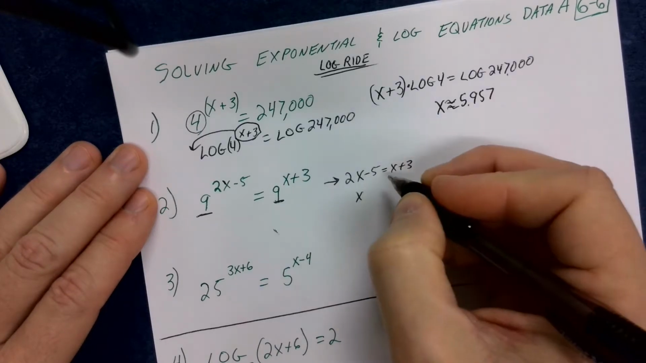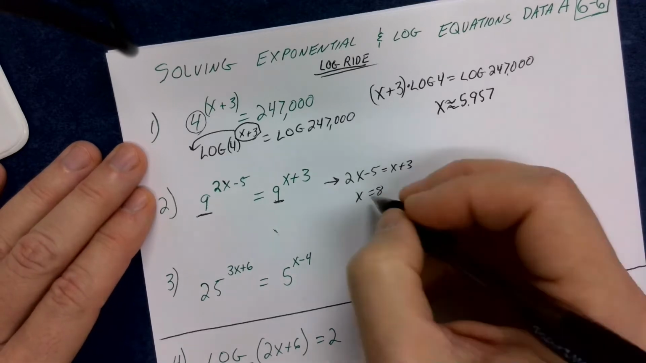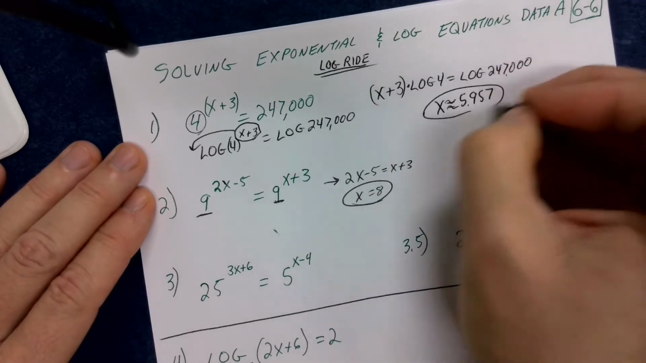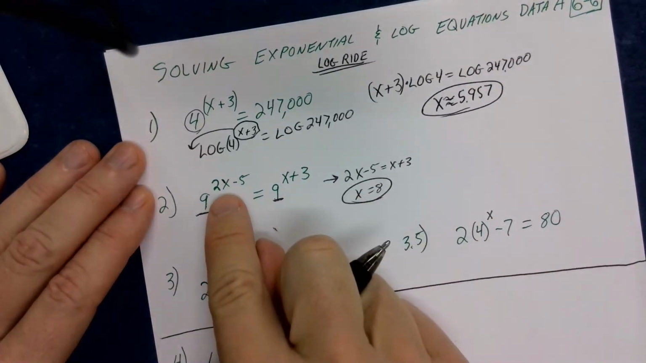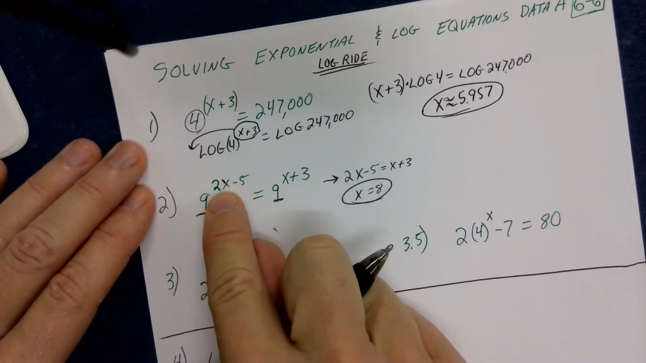Subtract x here, and I get x, and add 5 there, and I get x equals 8. And that's my solution. You can go ahead and plug the 8 into that. You can see 2 times 8 is 16. 16 minus 5 is 11.